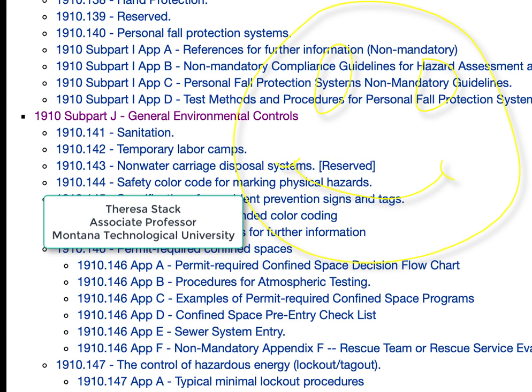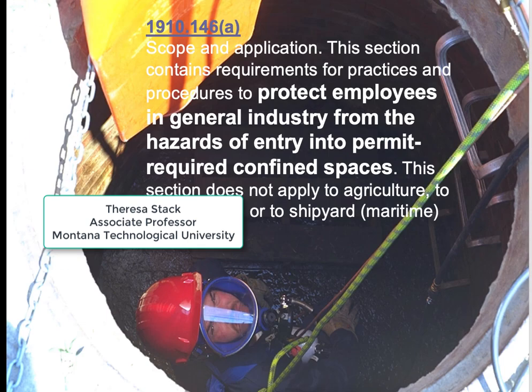So it doesn't stand alone, and by that I mean that, for example, subpart E is egress. Here we find permit required confined spaces under subpart J, which is general environmental controls. So the scope, it applies to all employers that protect their employees in general industry when they have to enter a confined space that is considered a permit required confined space. So again, this is general industry, does not apply to construction, agriculture, or shipyard.